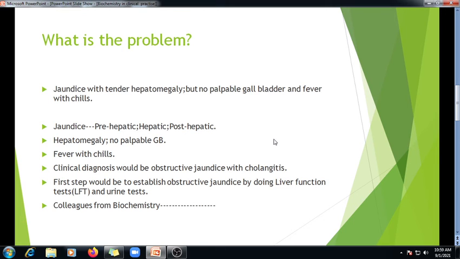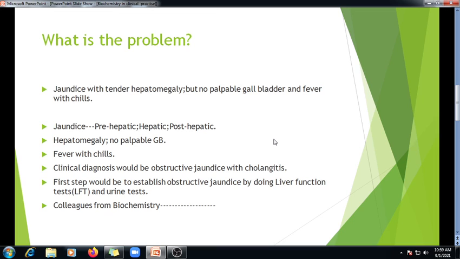So what are the things that we have to do? The first step is to confirm or rule out obstructive jaundice, for which we have to rely on our biochemistry colleagues. So we will do what is called a liver function test, and we will test the urine for urobilinogen and things like that. So to discuss this further, I will ask our biochemistry colleagues to take over. They will tell you how to collect the sample, what are the tests that you have to do, and the interpretation of these tests.